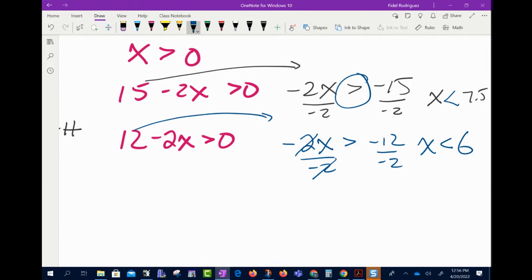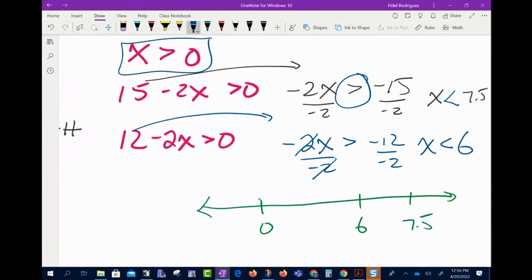Okay? So what I want you to think about here for a minute, y'all, when they're talking about the domain, look, here's the number 0, here's the number 6, here's the number 7.5. So when they're saying x is bigger than 0, that means we're going to look at this and everything to the right of that. That's what x is bigger than 0 means.